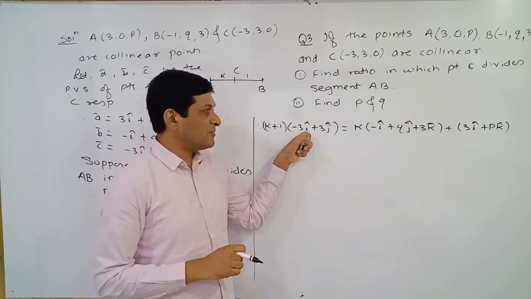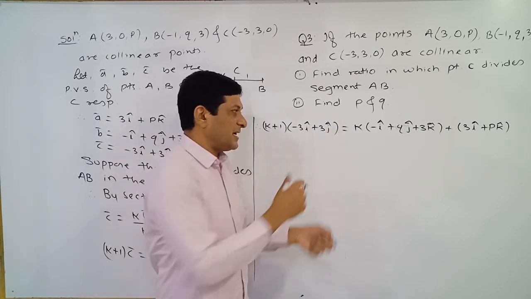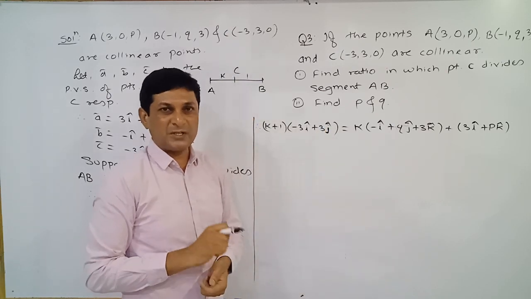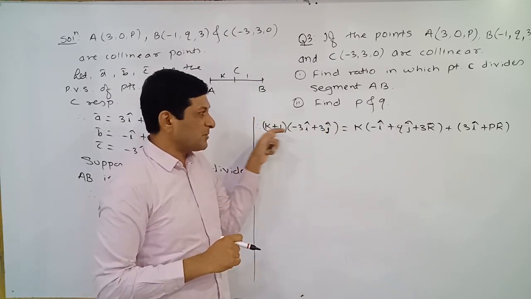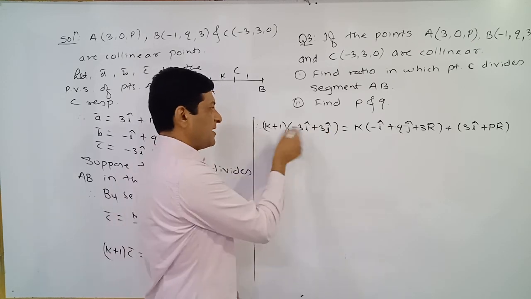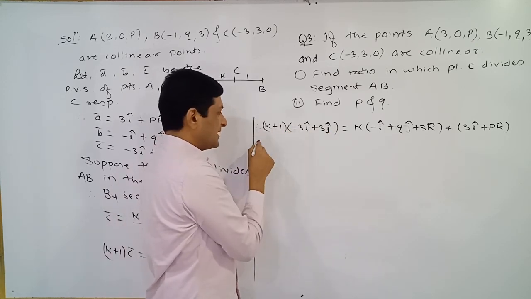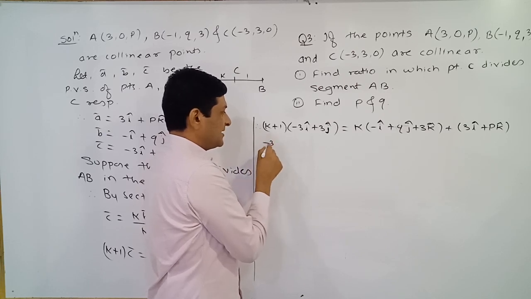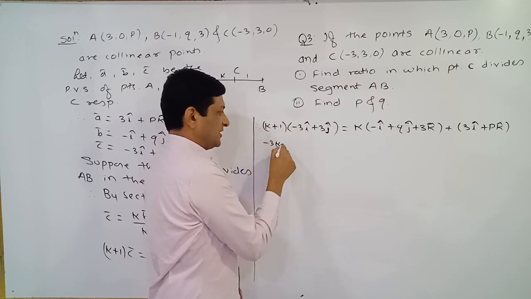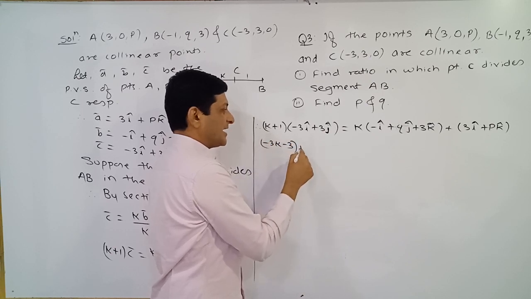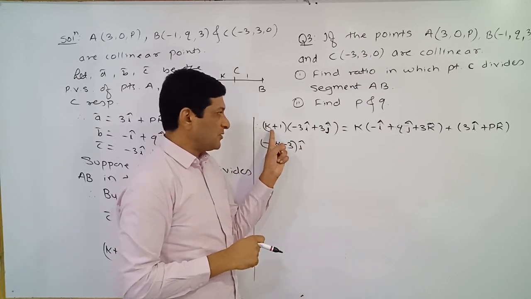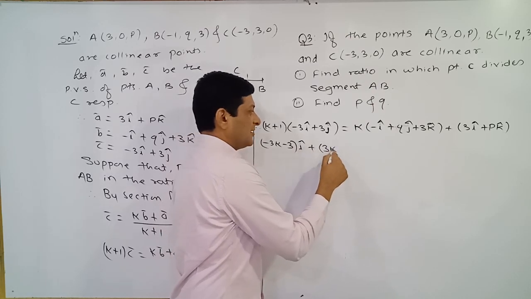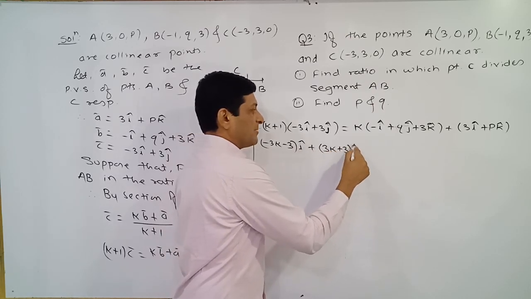Now on this side, terms of i cap, j cap and k cap. The term of k cap is missing. Its meaning is that its coefficient is 0. Now I am multiplying by k plus 1 to both the terms in this bracket. If I multiply the first term, what will we get here? Minus 3k minus 3 into i cap. Now I am multiplying the second term by k plus 1. So what will we get here? 3k plus 3 j cap.